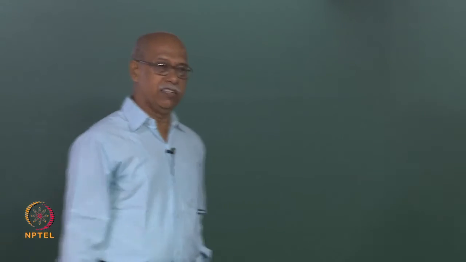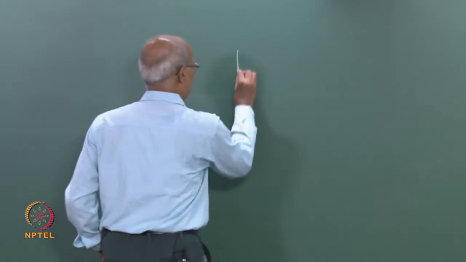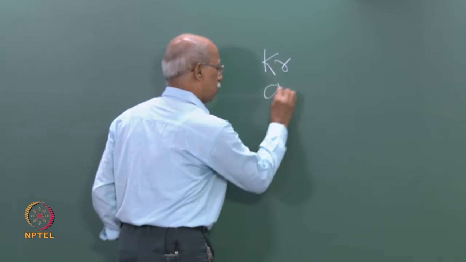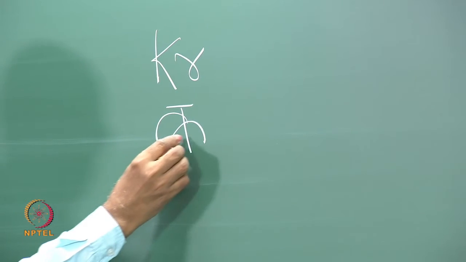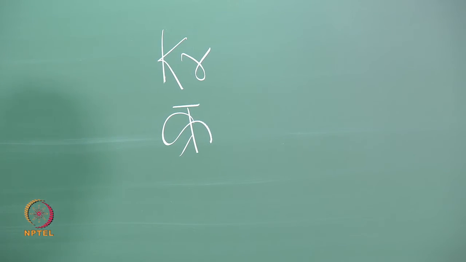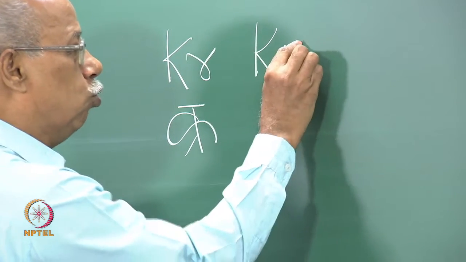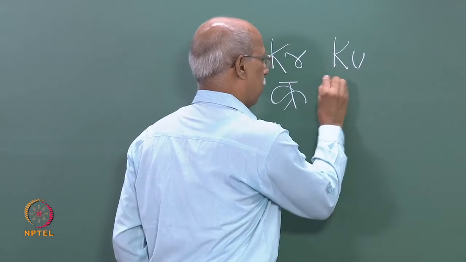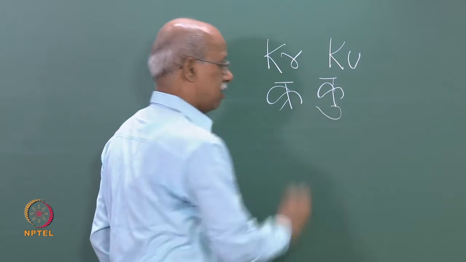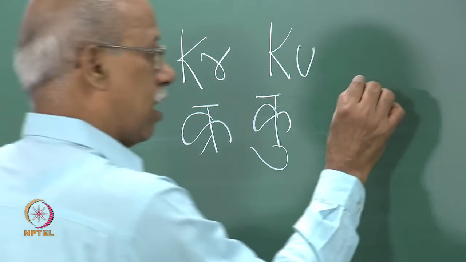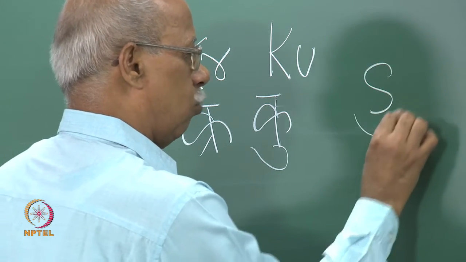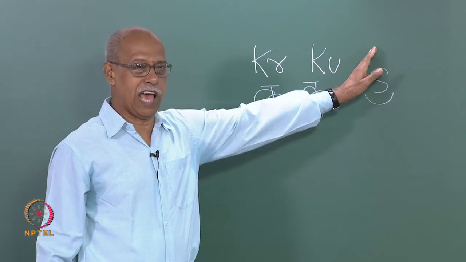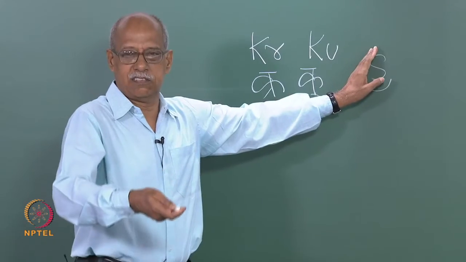Say, for example, in Hindi, you have to write K and R. How do you write it in Hindi? You write it this way, this is your symbol and this is the diacritic. Or in Hindi, you want to write Ku. This is your symbol and this is your diacritic. In Telugu, you can write this, and what is this? Kra. So this is the diacritic. Telugu also has caps, shoes, sticks.